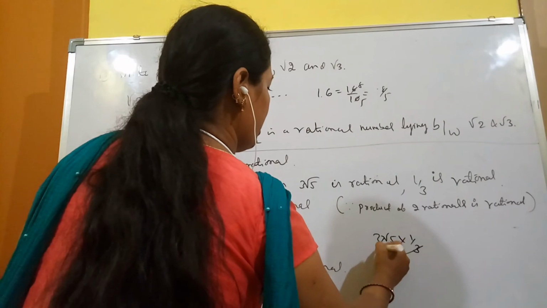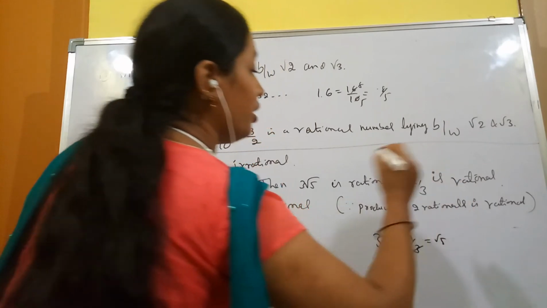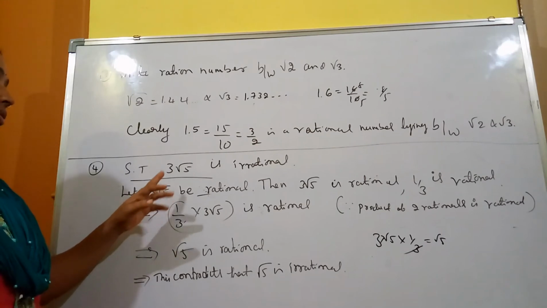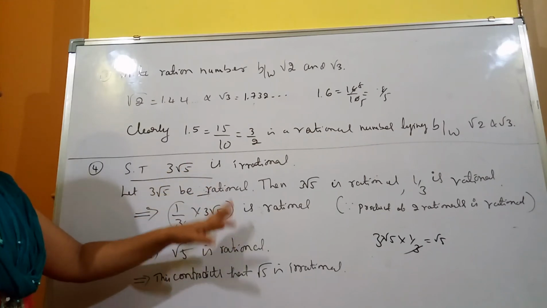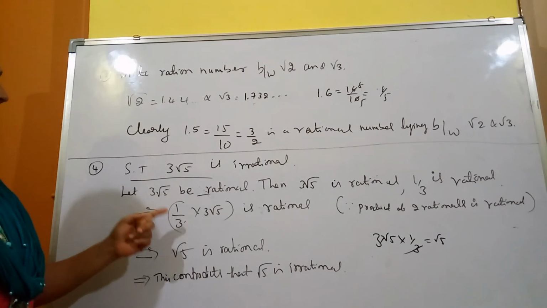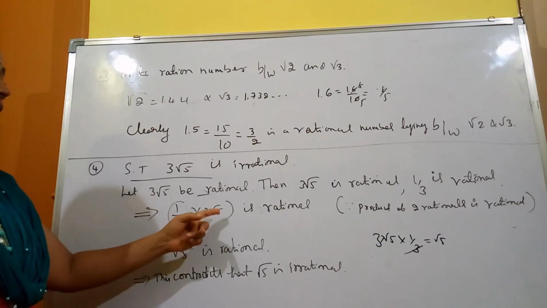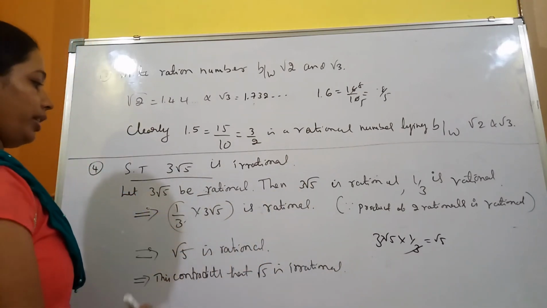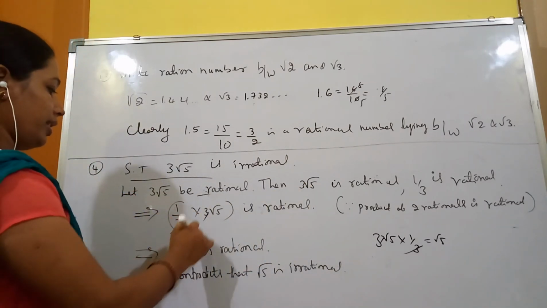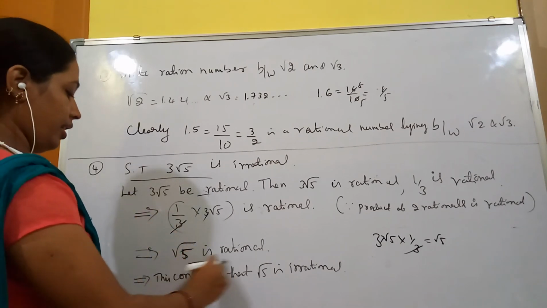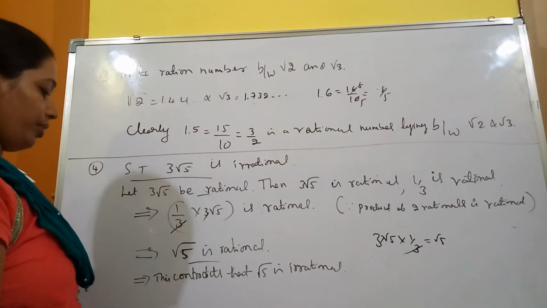3 gets cancelled. Again you will be getting root 5 only. That's why, let 3 root 5 be rational, then 1 by 3 is also rational, which implies that 1 by 3 into 3 root 5 is rational. We have to find out the product. What happens then? 3 gets cancelled, which implies root 5 is rational.